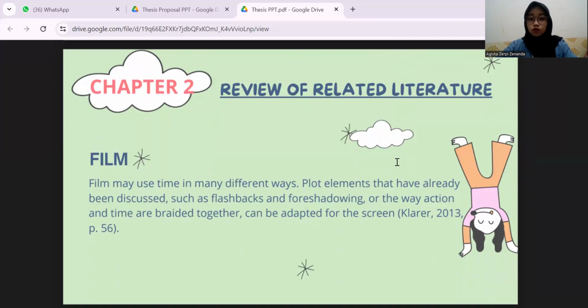Okay, for Chapter 2, review of related literature, the first one is about film. Film may use time in many different ways. Plot elements that have already been discussed, such as flashbacks and foreshadowing, or the way action and time are braided together, can be adapted for the screen.